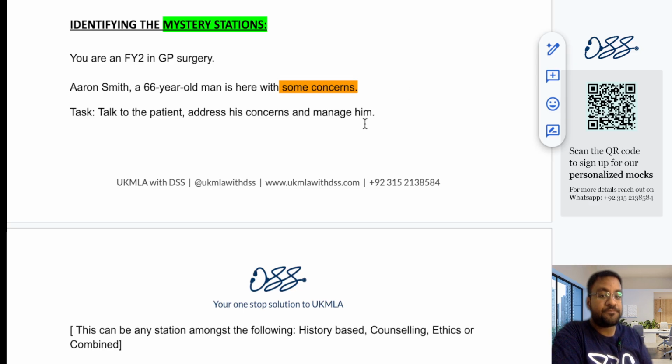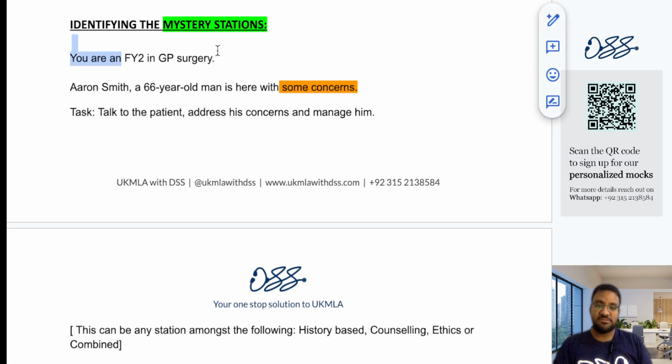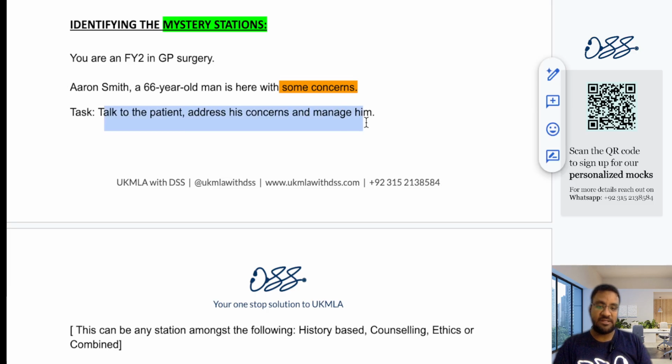So what to do in these types of stations, where you don't get the idea, where your 90 seconds would not be used to prepare the structure? You recall the structure, and list down the important questions and the scenarios that you need to assess and discuss. Number one, you need to calm down. The first thing you need to see is where you currently are. You need to see the setting, and you just need to read the task: talk to the patient, address the concern, and manage it. That is all you can do.